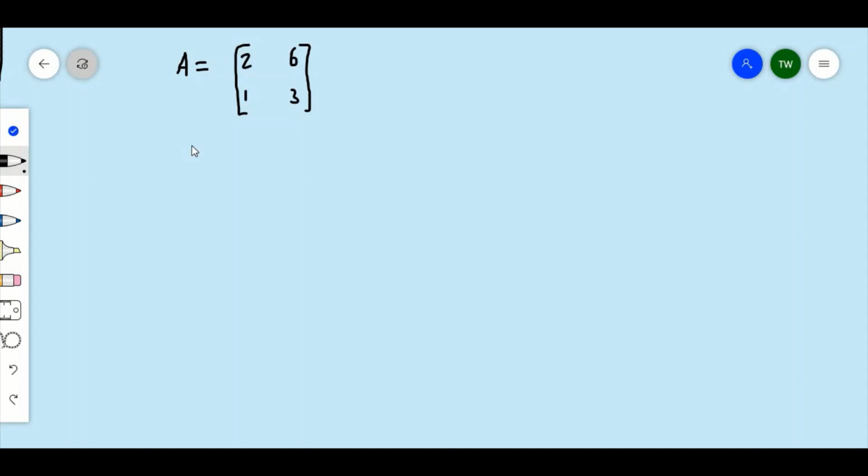In this video, what we are going to focus on is singular matrix. But you may ask, what is singular matrix? Well, a singular matrix has a determinant of 0. So that's basically what a singular matrix is. Any matrix that has a determinant of 0 is defined as a singular matrix.